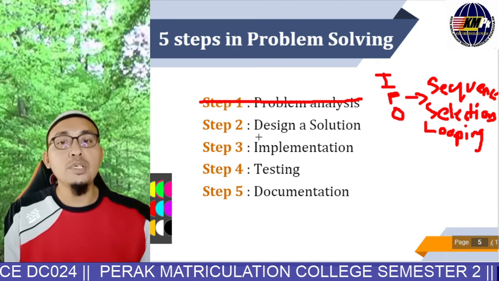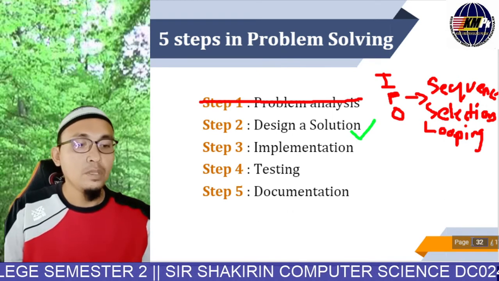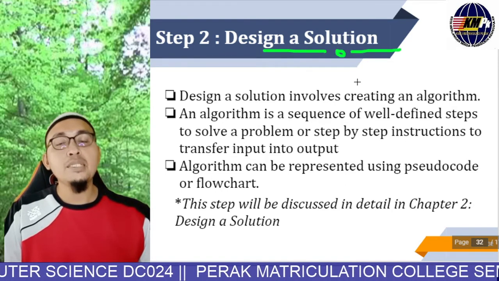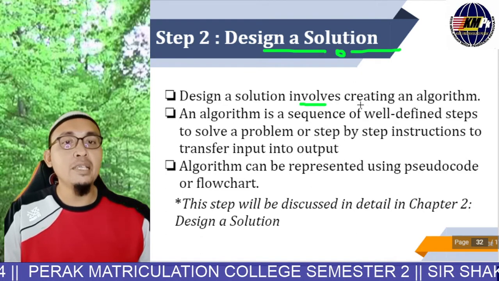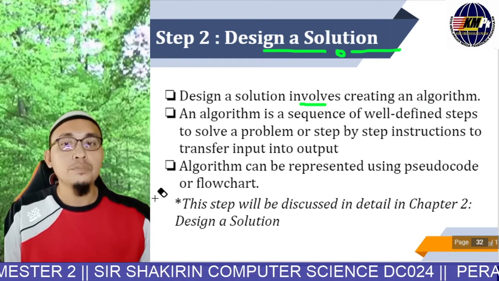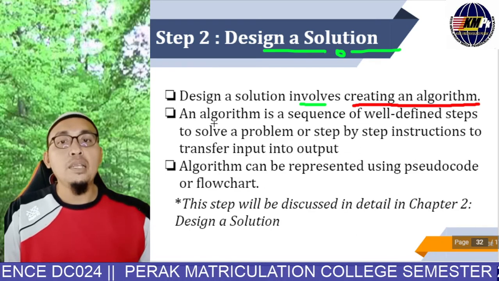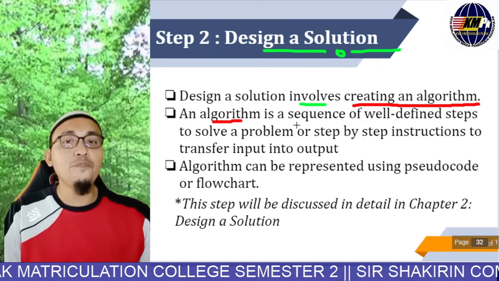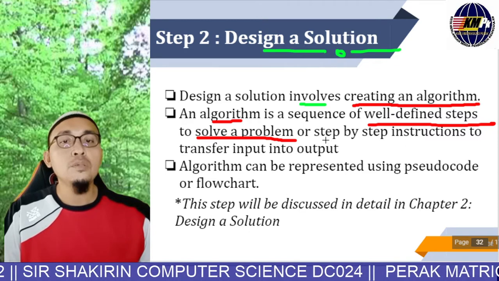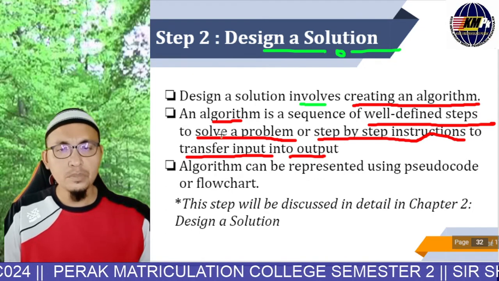Okay, now let's move to step number 2. Step number 2 is design a solution. Design a solution involves creating an algorithm. The keyword here is creating an algorithm. An algorithm is a sequence of well-defined steps to solve a problem, or it can be shown as step-by-step instructions to transform input into output. It has 2 definitions here.